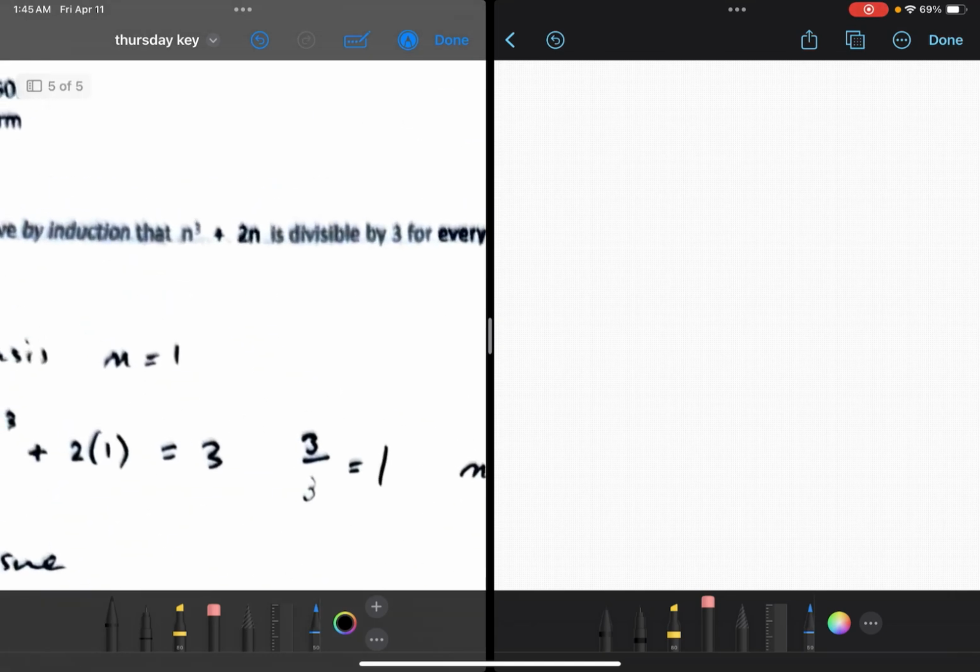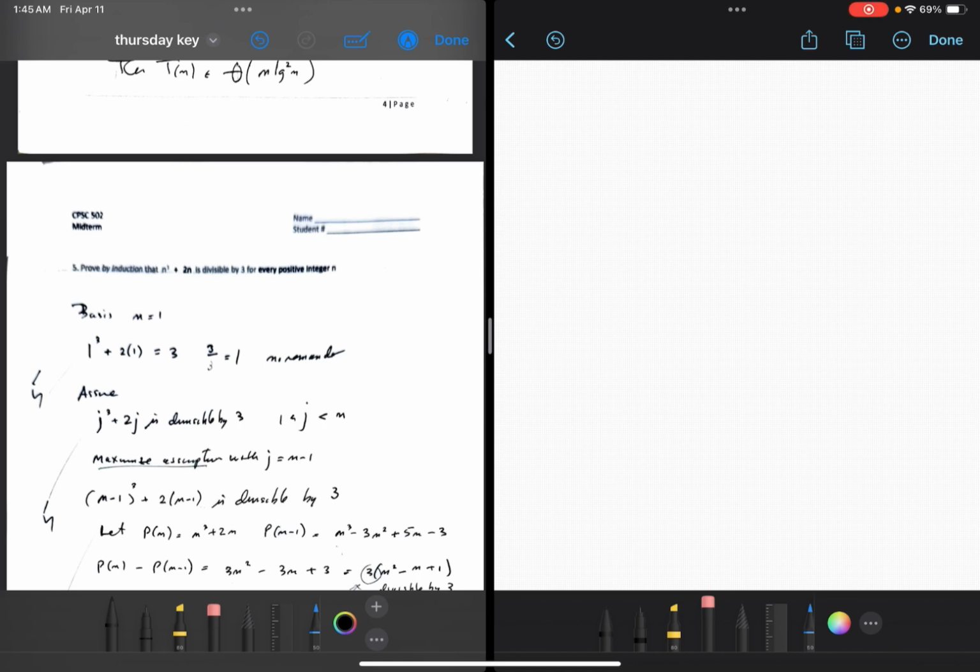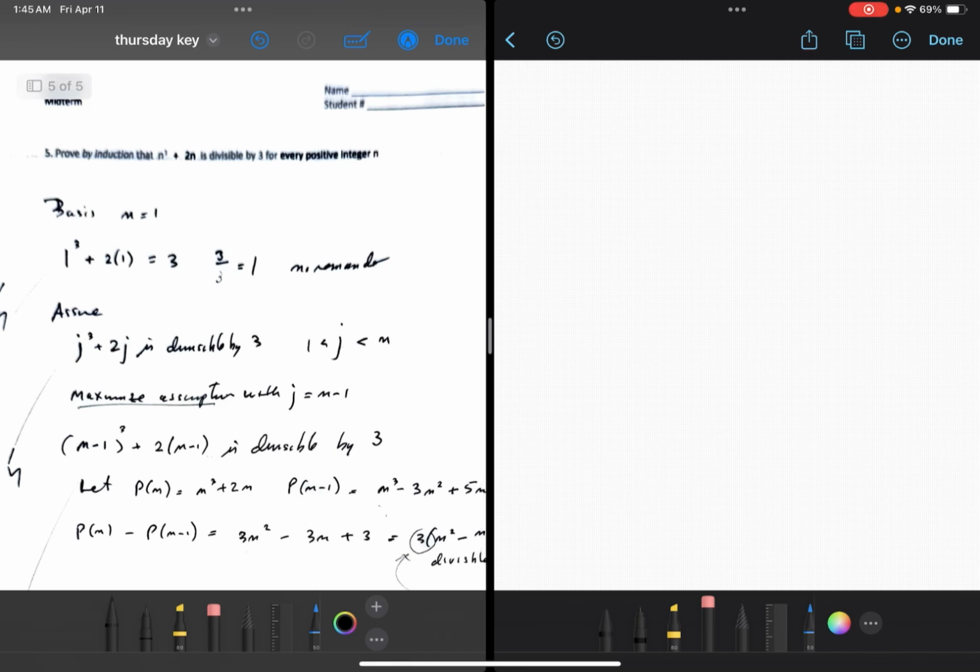Let's look at the last problem. So we need to prove that n cube plus 2n is divisible by 3 for every positive integer n. So let us take the basis n is equal to 1, and if n is equal to 1, obviously we can substitute, and we're getting the value 3, and 3 by 3 you know is 1, so it is divisible by 3. What we are going to do is we are going to assume that for every integer j which is less than n, this is going to be divisible by 3. So we'll just substitute j in the place of n, and we will say that is divisible by 3.